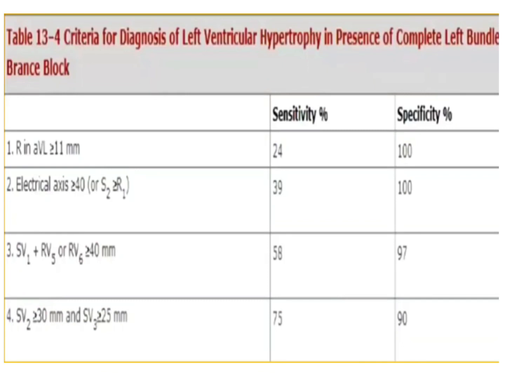These are a few criteria for diagnosis of left ventricular hypertrophy in the presence of complete left bundle branch block. Left bundle branch block we will discuss in our next blogs. The criteria is R wave in lead aVL, if it is more than or equal to 11 mm, it has a specificity of 100%. Similarly, the electrical axis, if it is more than or equal to 40, or the S wave in lead 2 is more than or equal to the R wave in lead 1, it again has a specificity of 100%.